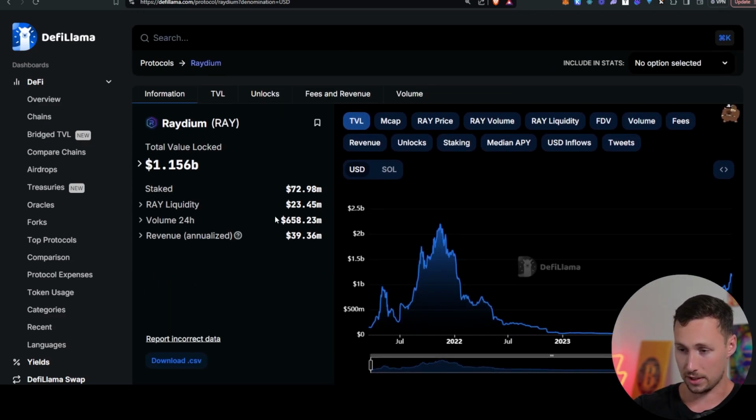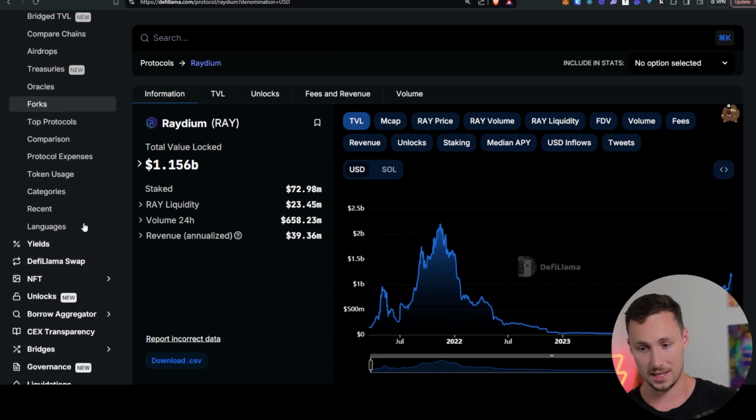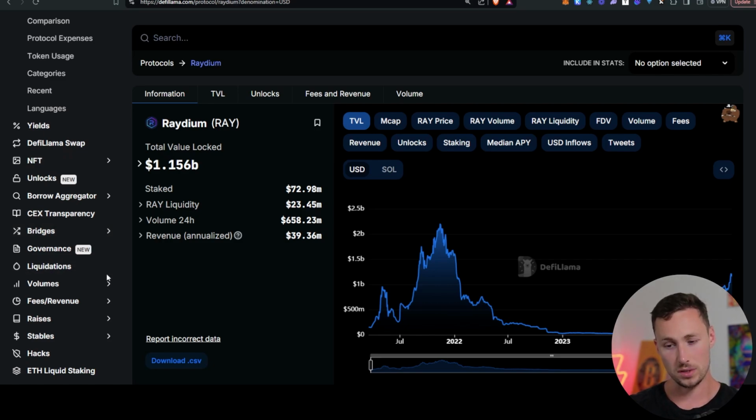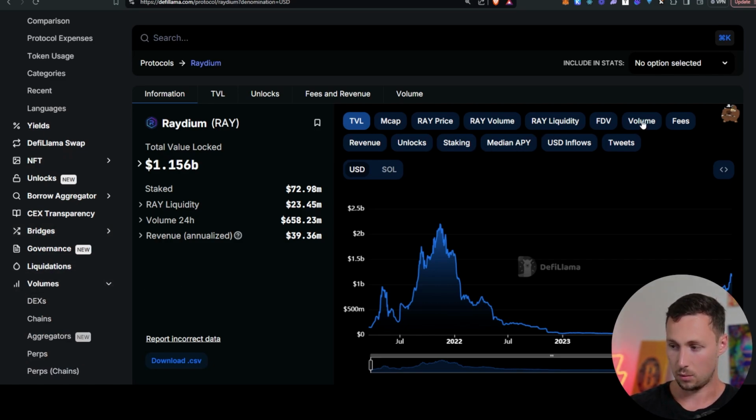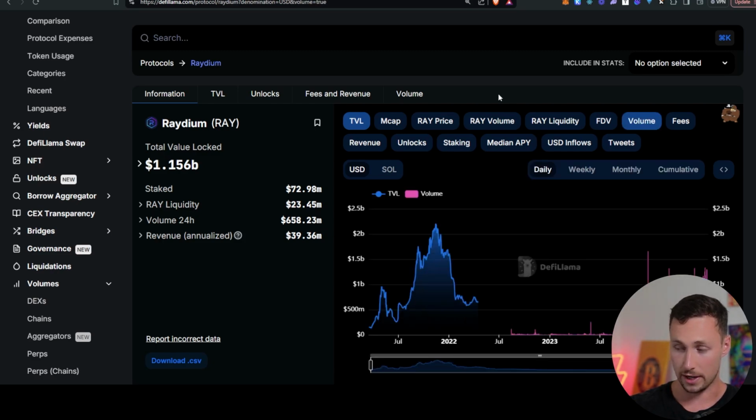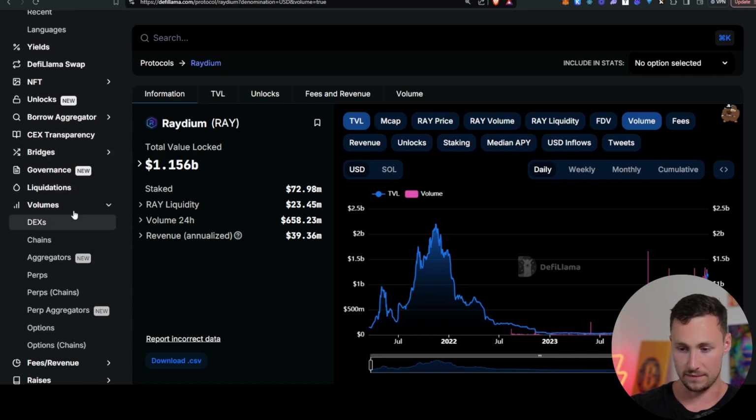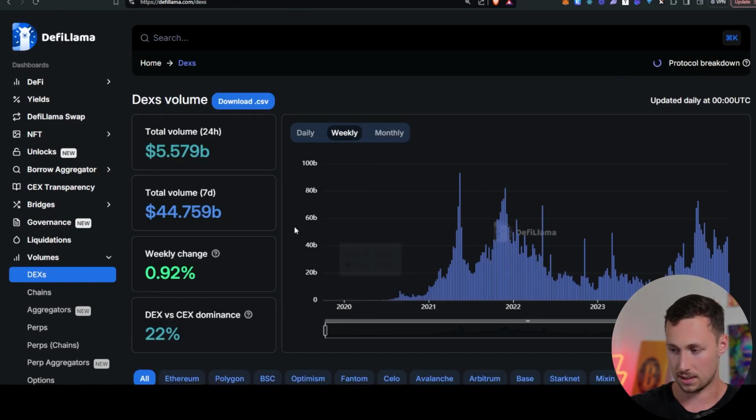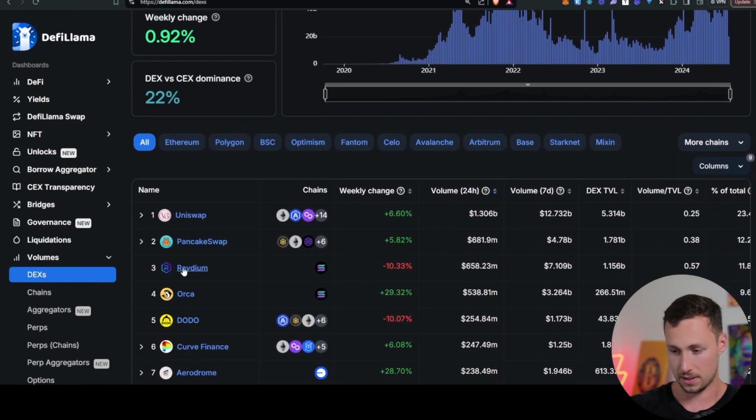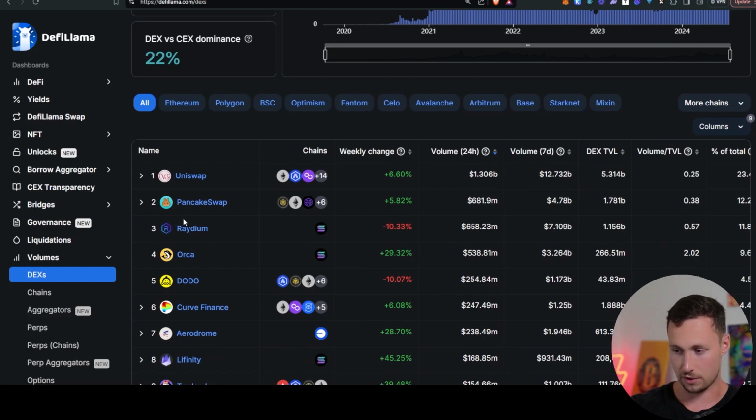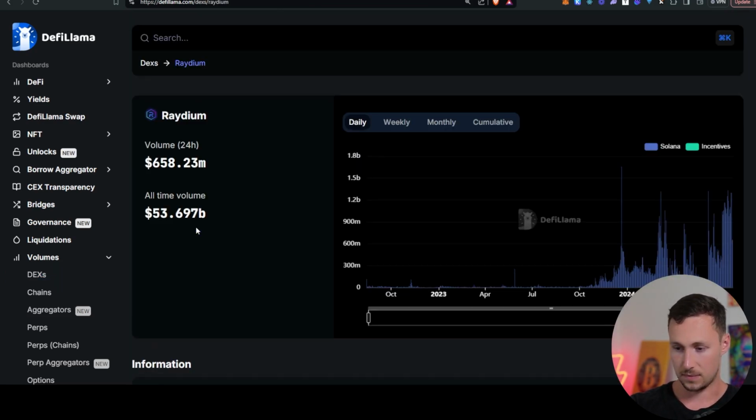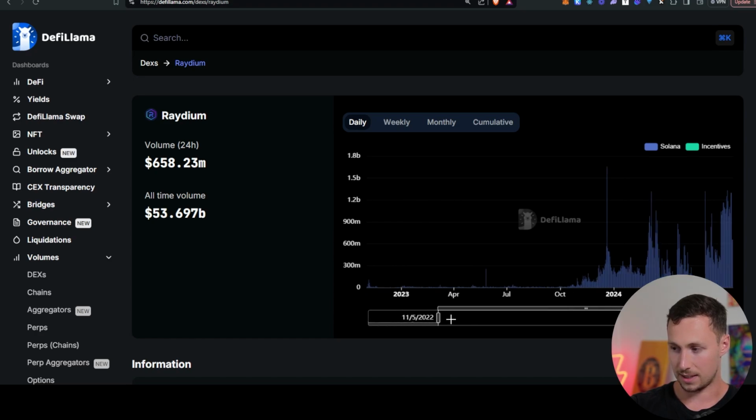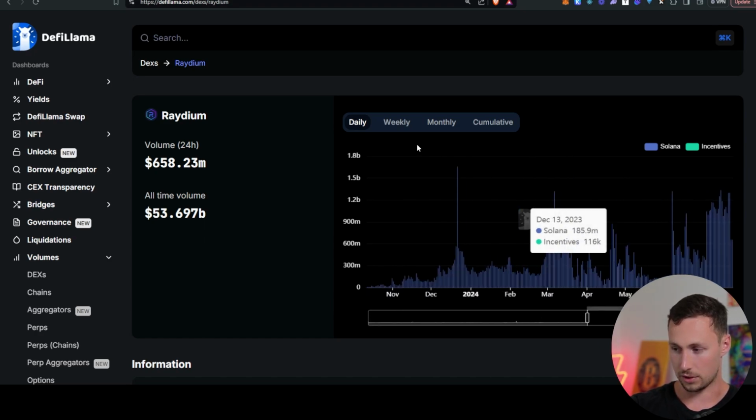Next metric I would want to look at for decentralized exchanges, especially, and in most cases the most important one, is volume. And we can add that directly to Raydium's chart here. This is the same volume we were looking at on Sei, or we can go over here on the left to the volumes tab and click on DEXs. We can see Raydium is ranked 3 after Uniswap and PancakeSwap. So we click on Raydium, and this is the volume.